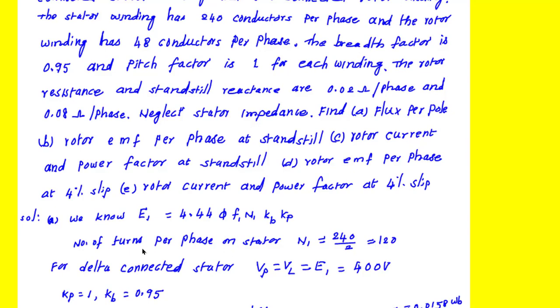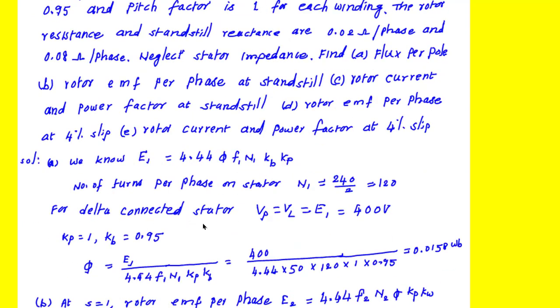So first let us calculate the number of turns per phase on the stator. The number of turns per phase N1 is equal to the number of conductors per phase on the stator divided by 2. The number of conductors on the stator is given as 240, divided by 2 so that we get the number of turns per phase, N1, which is 120. And this N1 can be used in this formula. We cannot use this 240 directly here.